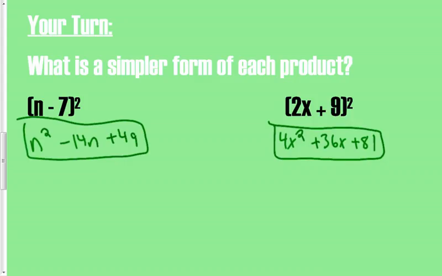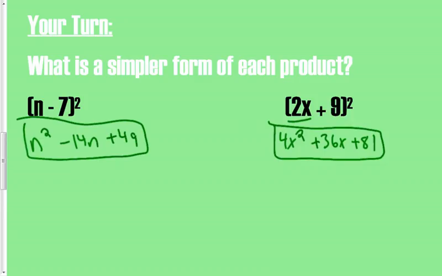Same thing works for the second one. It just takes a little bit more thought because we have 2x. So if you square 2x, it'd be 2x times 2x. That's where I get the 4x squared from. All right, then I do 2x times 9, which is 18x, and I double it. So that's where I get 36x from. And then I square the 9, and I get 81. So this is the shortcut for dealing with squaring a binomial.